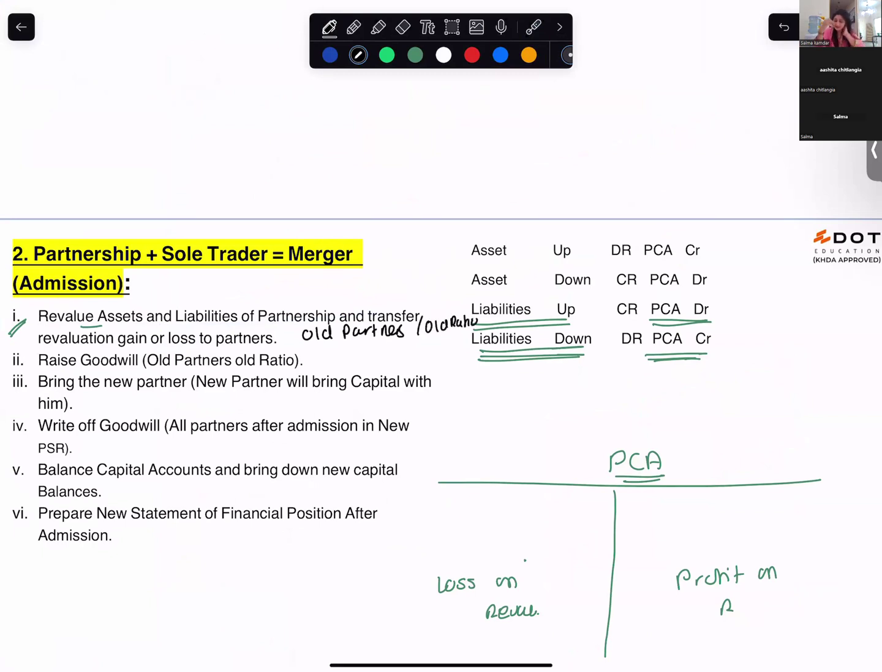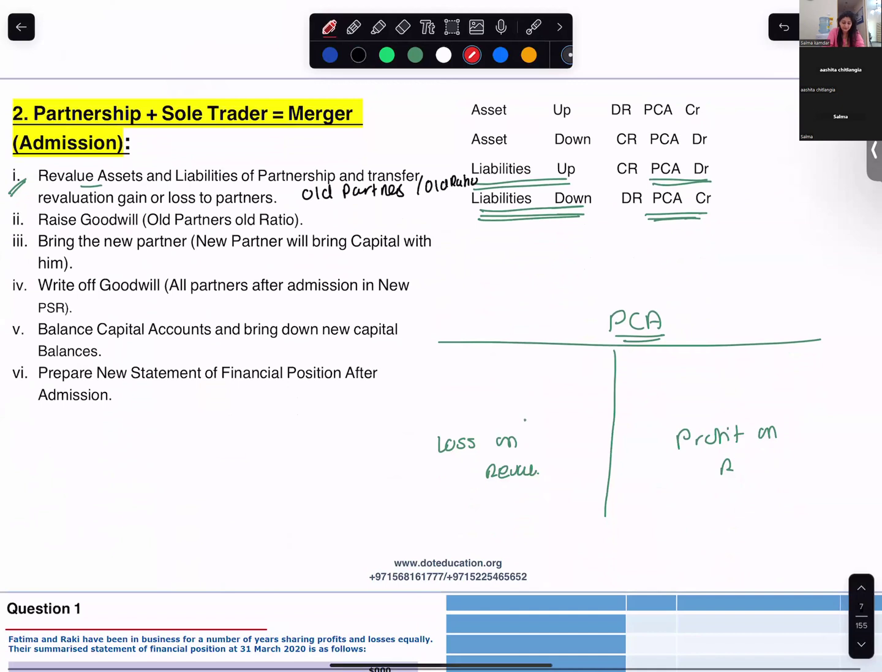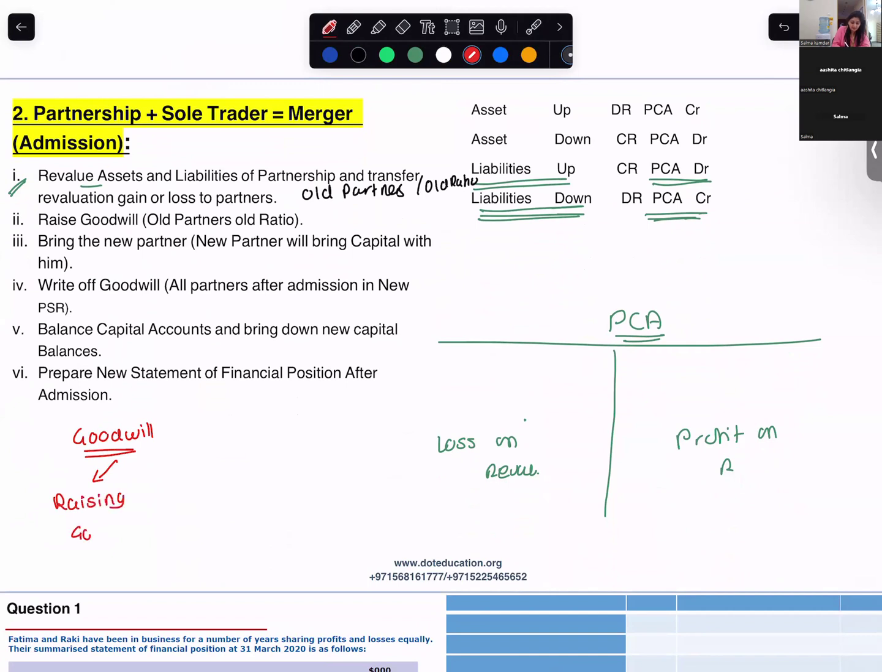Now, the second thing that has to happen when there is a merger or change in the structure, what is it? Goodwill adjustments. What are the adjustments related to goodwill? Raising goodwill and writing off goodwill. So there are two adjustments related to goodwill. The first is that you have to raise the goodwill. And the second is that you have to write off the goodwill.